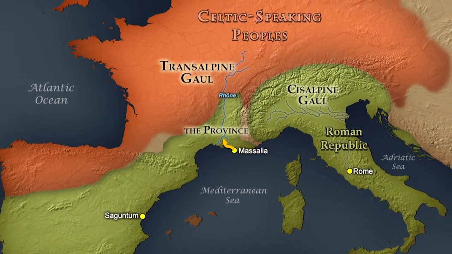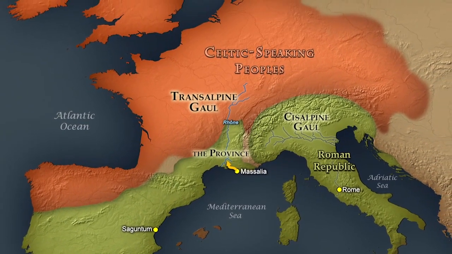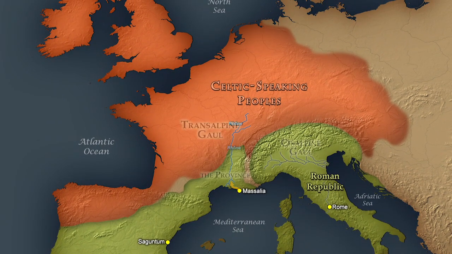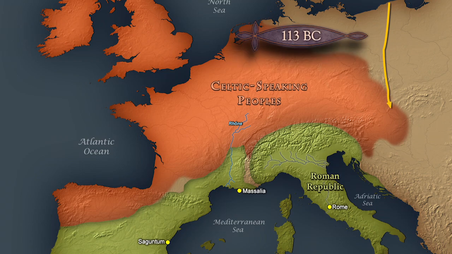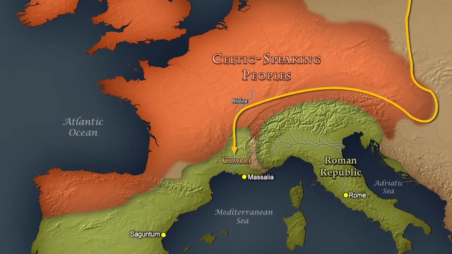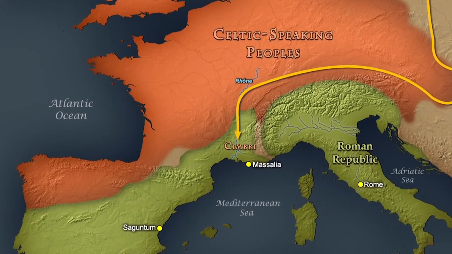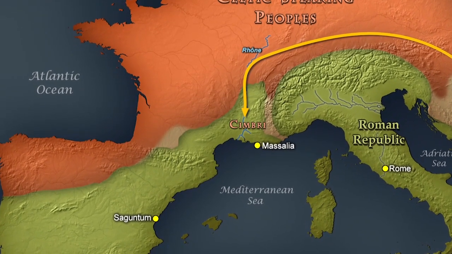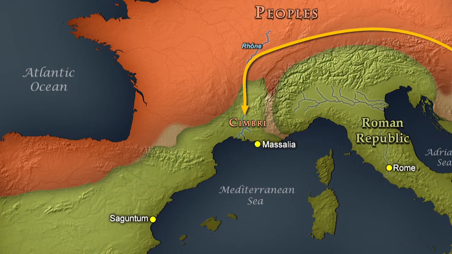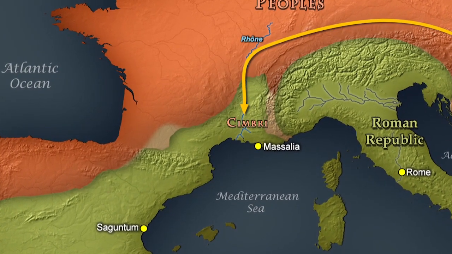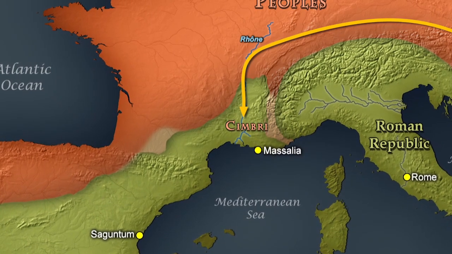But Celtic Gaul was by no means a stable place. Various Celtic tribes jockeyed for supremacy, and one tribe in particular, the Cimbri, became a threat to Rome around 113 BC. The Cimbri had arrived in Gaul from somewhere in northwestern Europe, possibly from as far north as Jutland in Denmark, though this is highly uncertain. At any rate, they appeared in the Rhone Valley, just north of Massalia, in the territory that the Romans now considered their own backyard, and they began stirring up trouble.